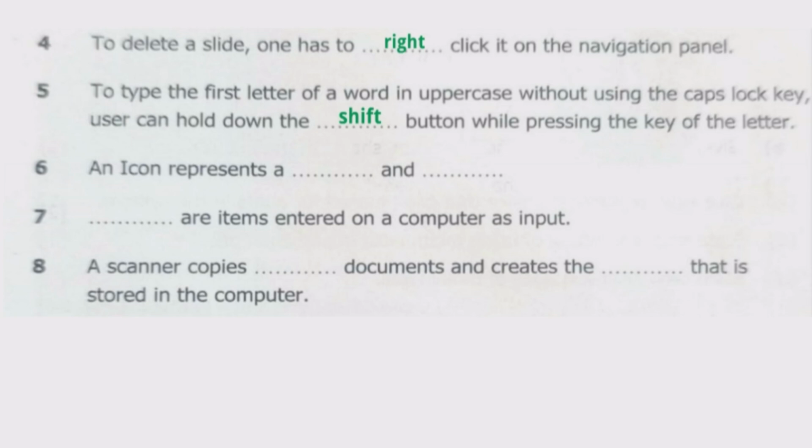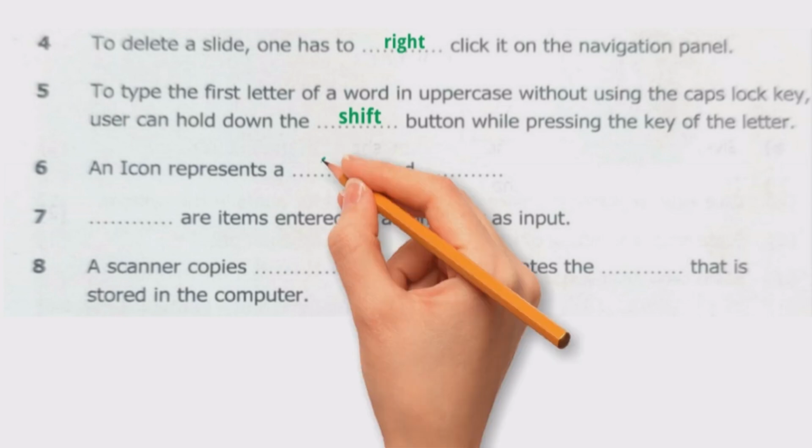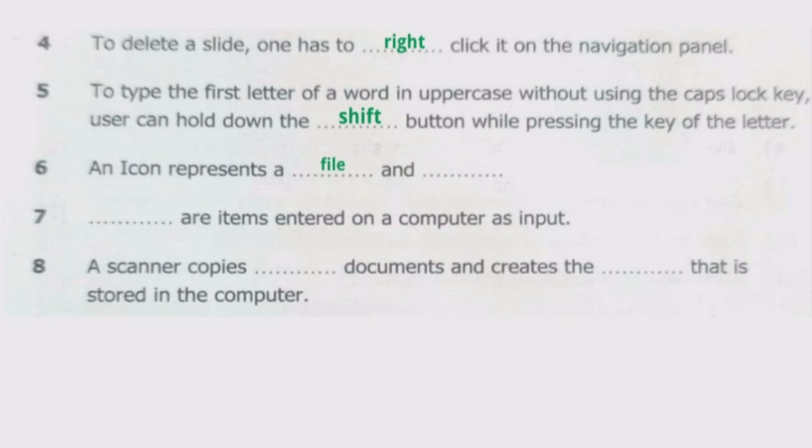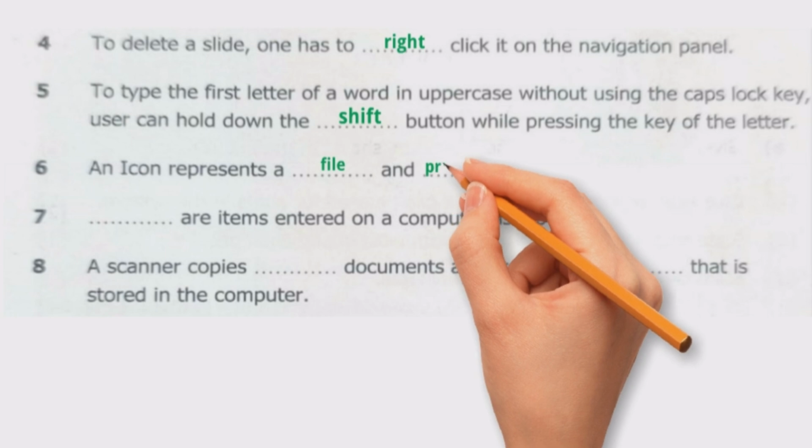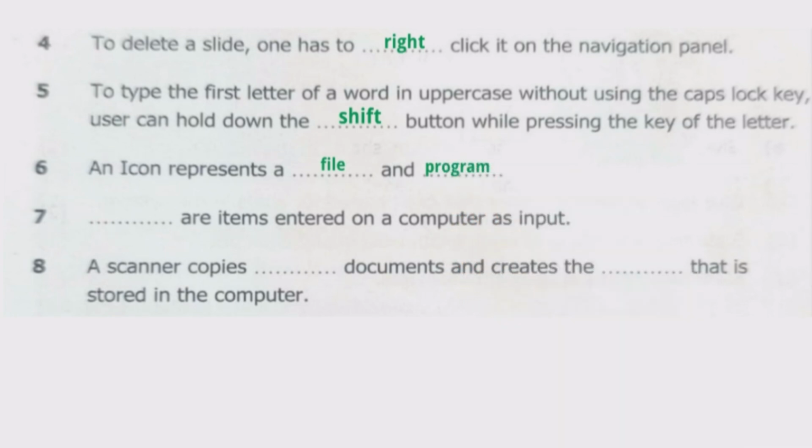Okay, go to question 6, which is, an icon represents a dash and dash. So an icon, when you see an icon on a desktop, it may represent a file. Okay, if you have put a music file there, it will be shown by an icon. If you have put a video file, it will be shown by an icon. If you have put a picture, there will be an icon of that picture. Okay, the other one is, it can also show the program. If there is a program, mostly when we want to use our programs, we see an icon on the desktop. That's why we click. Okay, so it can also represent a program.